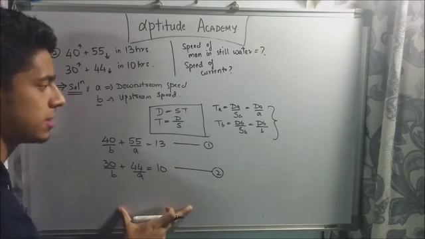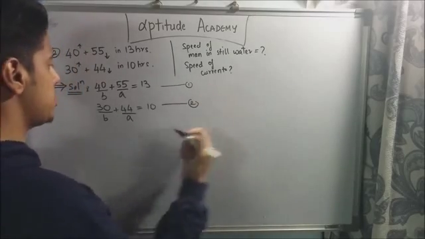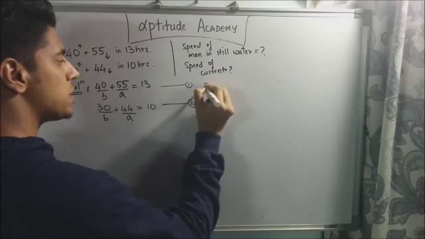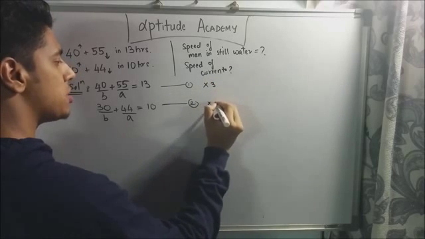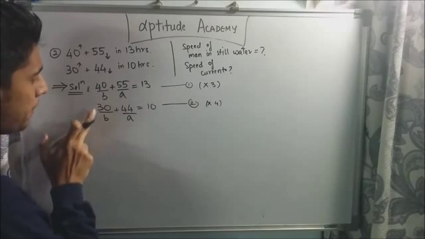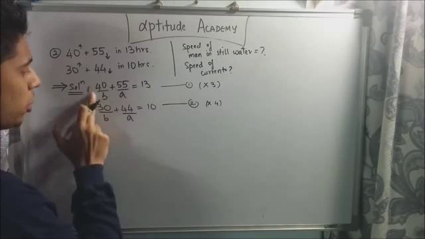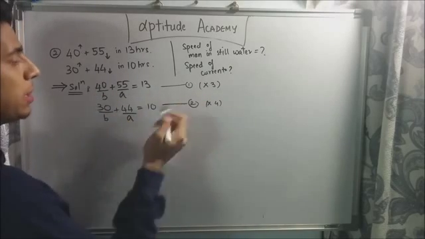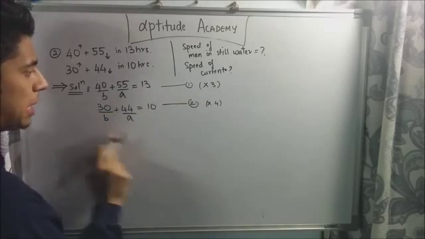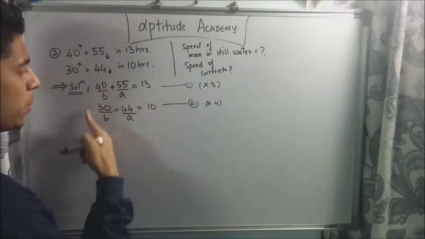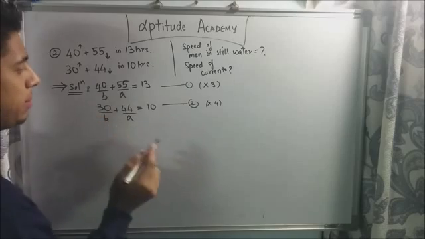Now solve both these equations. Alright, now that we've got equation 1 and equation 2, I will multiply equation 1 by 3 and multiply equation 2 by 4. Now, why do you ask? Because here B seems easier to eliminate. We have 40 and 30. So if I multiply equation 1 by 3, 40 into 3 will give me 120. And if I multiply equation 2 by 4, 4 into 30 will give me 120. So 120 by B, 120 by B can be easily eliminated.